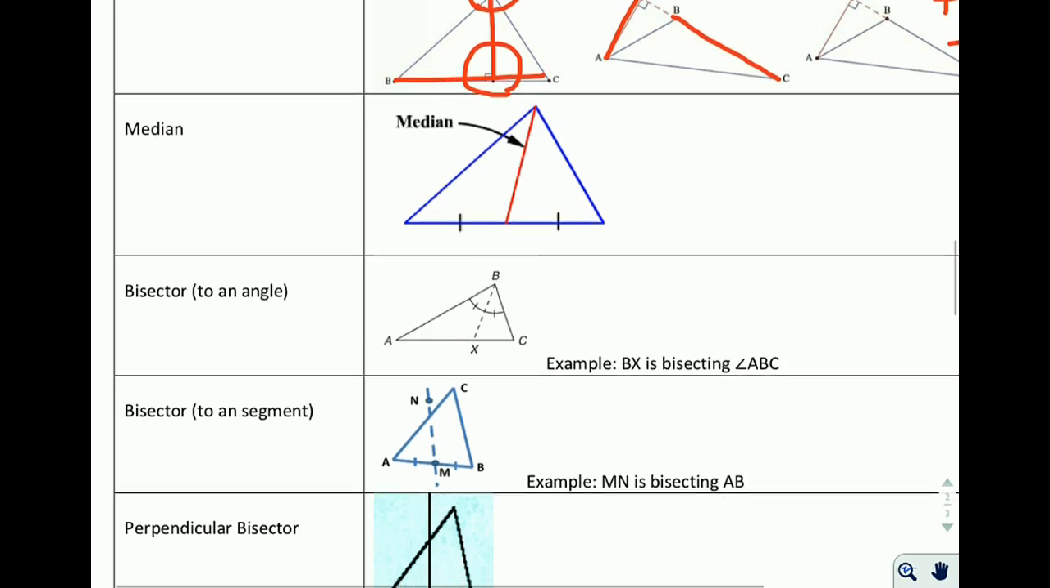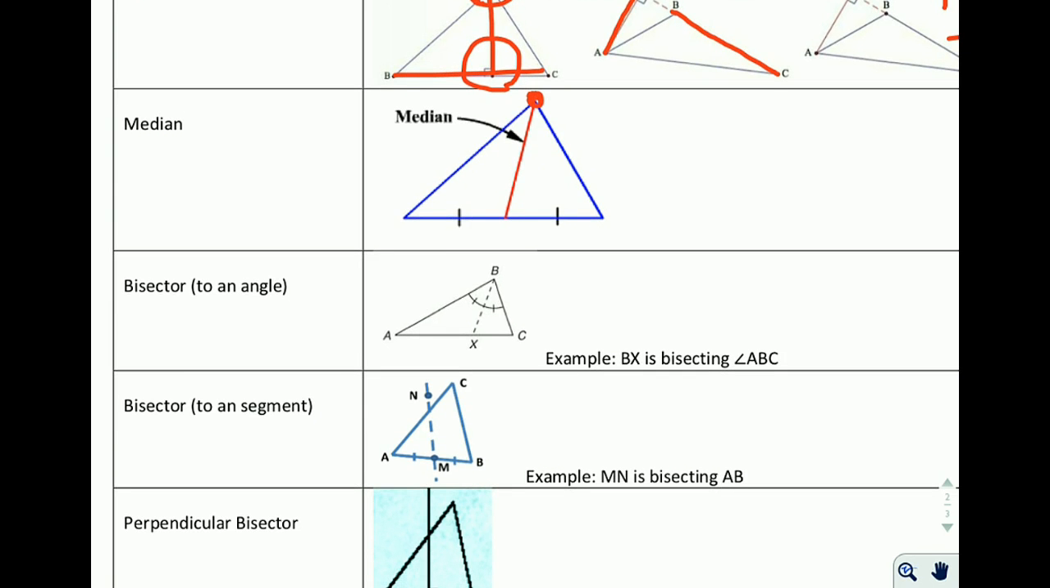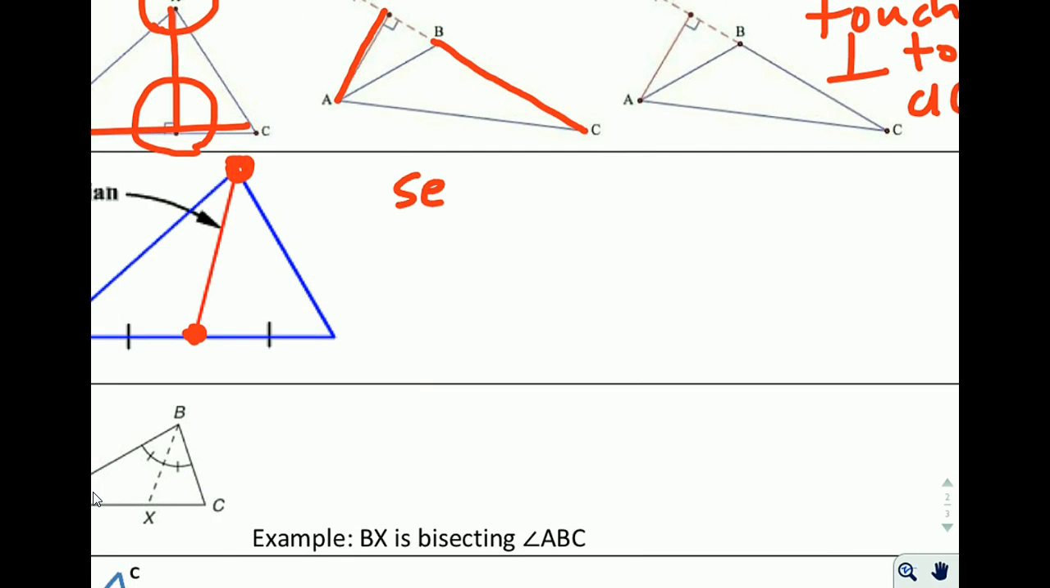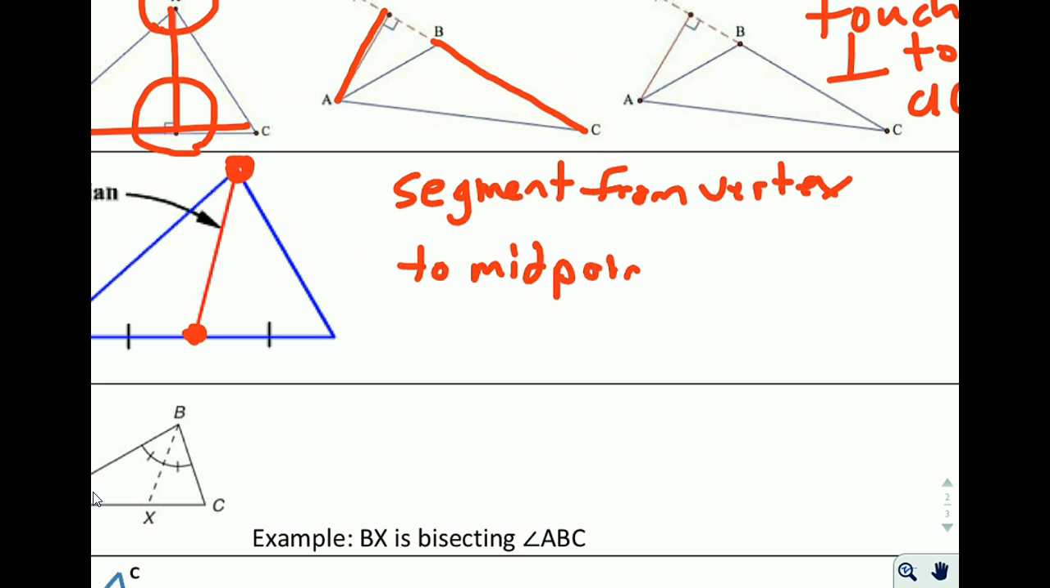Next one is a median. A median is a segment that goes from the vertex, the corner of the triangle, to the midpoint of the opposite side. So we'll see in a lot of other types of problems we'll use a median to connect a midpoint to the opposite side. Segment from vertex to midpoint of opposite side.